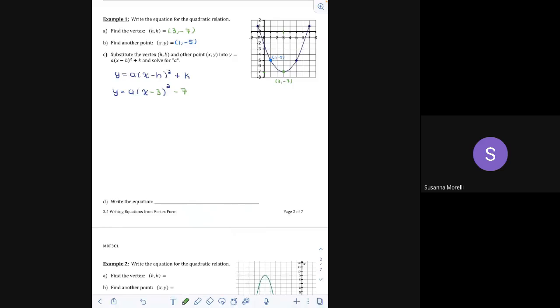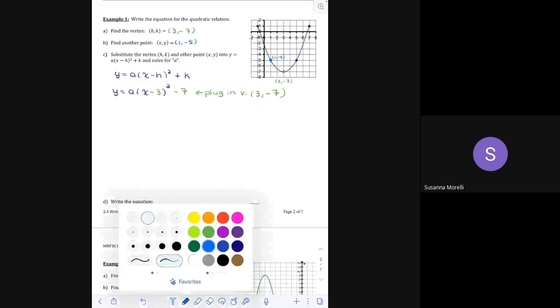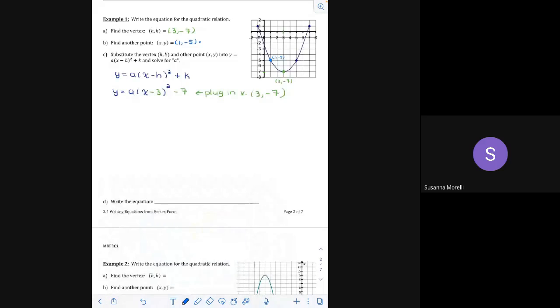So here, plug in the vertex, and my vertex happens to be 3, -7. The process is the same no matter what, just your numbers are going to change. The second part is to plug in x and y into the equation. Where I see x, I'm going to plug in 1, and where I see y, I'm going to plug in -5. I'm getting those numbers from the point on the parabola. So y is -5, that's the y value, and this is the x value.